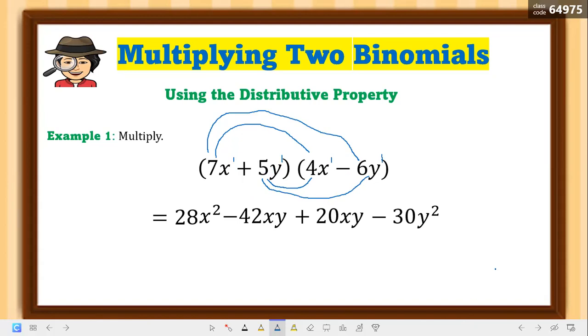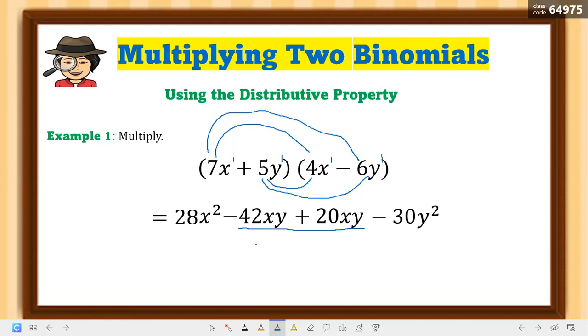Meron po ba tayong pwede i-combine or i-add? Meron po. Okay. Sino yung ating i-add dyan? Negative 42xy. Yes. Iko-combine po natin sila kasi nga remember, they are like terms. Pag sinabing like terms, they have the same literal coefficient. Kaya what is negative 42 plus 20? Negative 22xy. Okay, very good.